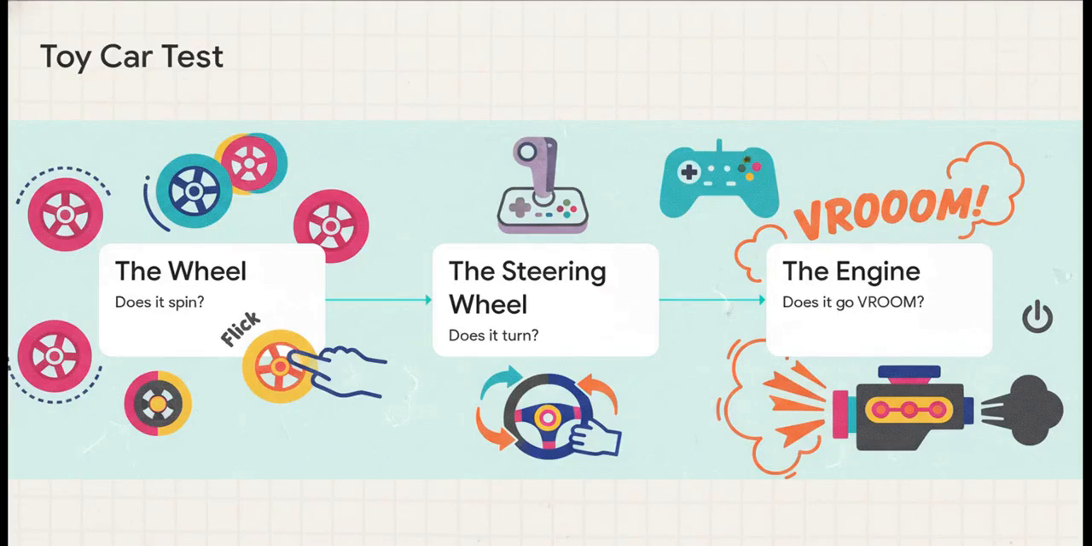First up, the wheel. Give it a flick. Does it spin round and round? Woo! Yes, it does. Perfect. Okay, now let's grab the steering wheel. Can we turn it? Yep, it turns left, it turns right. Awesome. And last, the engine. Let's fire it up. Does it go vroom? Oh yeah, all our parts are working great.